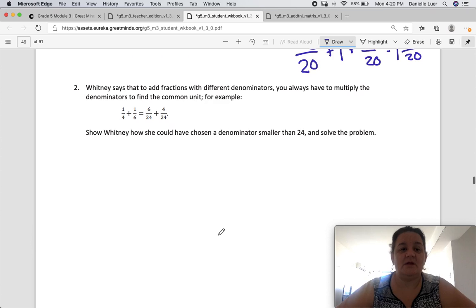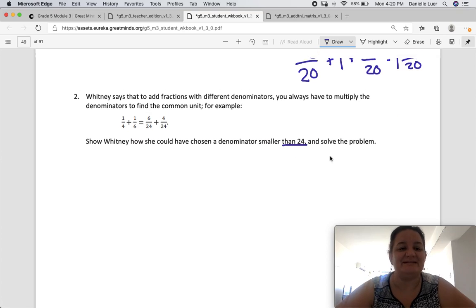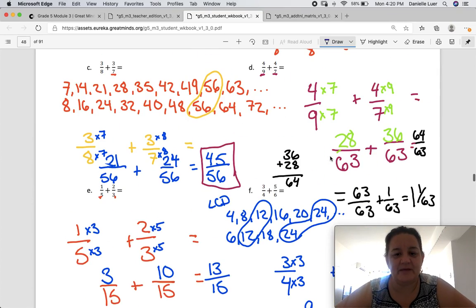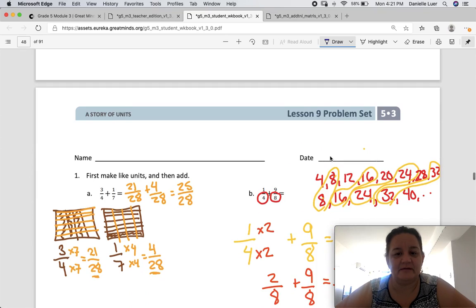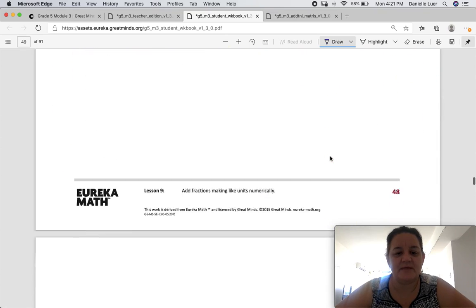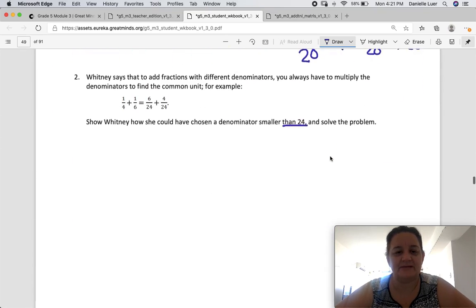Whitney says that to add fractions with different denominators, you always have to multiply the denominators to find the common unit. For example, 4 and 6, you would multiply 4 times 6 to get 24. Show Whitney how she could have chosen a denominator smaller than 24 and solve the problem. Well, we just did that, you guys. I think we are jumping ahead of them a little bit. We just did it. So we're going to show them again with our skip counting how that works.